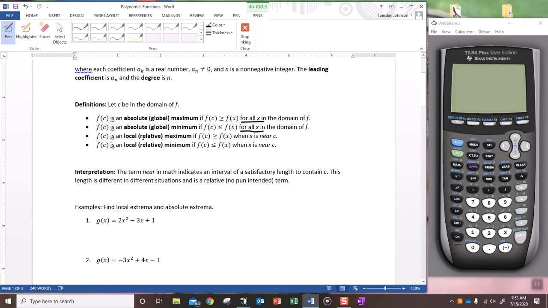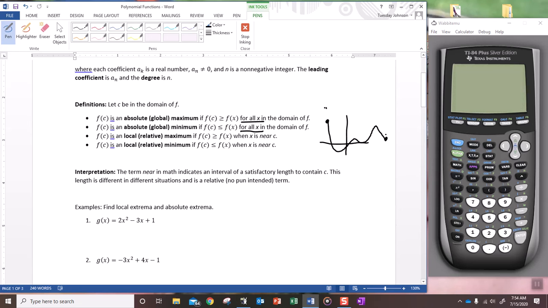f of c is a local or relative maximum if it's just the largest near c. All right, near that point, it's the highest. And a local or relative minimum if f of c is the lowest value. So we might have a graph like this. Maybe we'll just stop it right there, and we'll stop it right here.